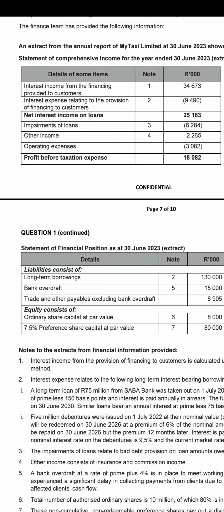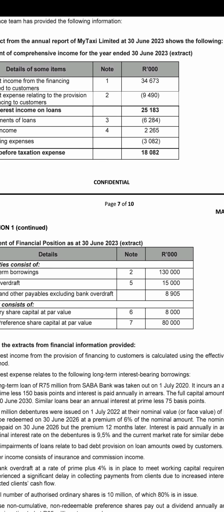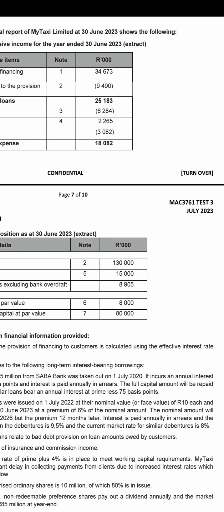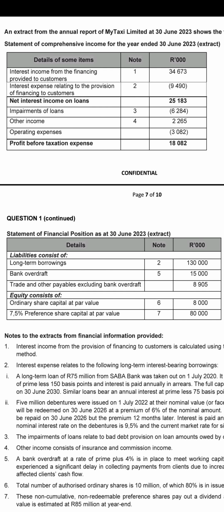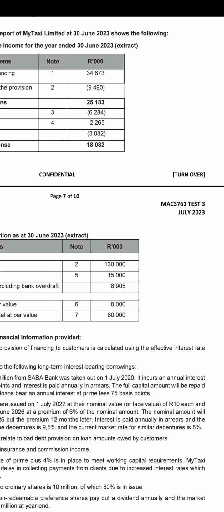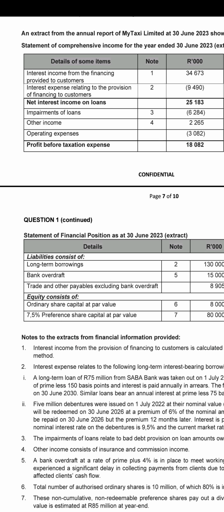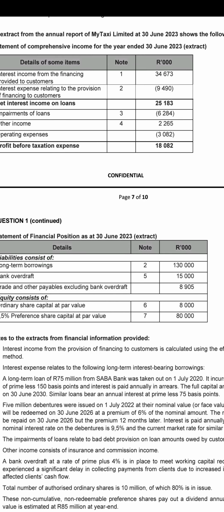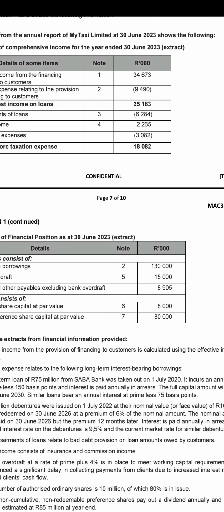Number one is a long-term loan which amounts to 75 million rand from Saba Bank, which was taken out on the 1st of July 2020. It incurs an annual interest rate of prime less 150 basis points, and interest is paid annually in arrears. The full capital amount will be repaid on 30 June 2030. Similar loans bear an annual interest rate of prime less 75 basis points.